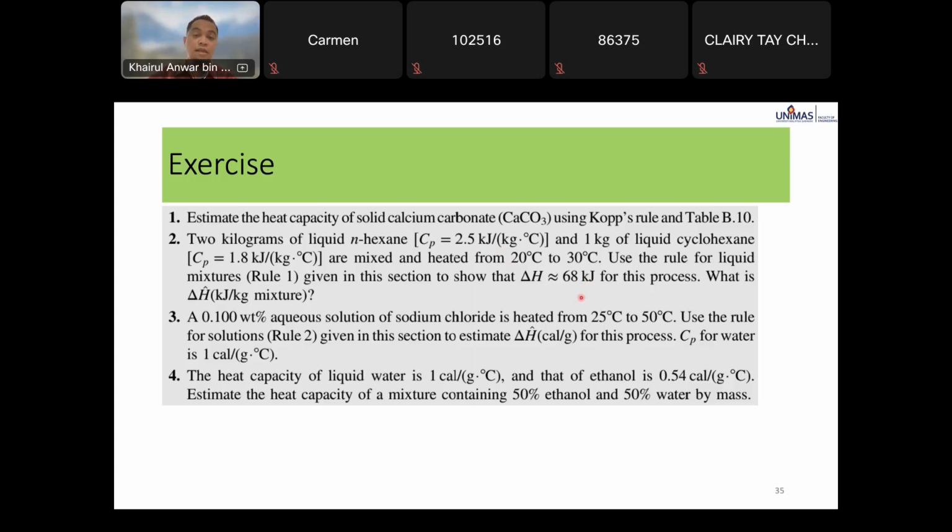So what is the delta H per kg mixture? So divide by 3. 68 divided by 3. So that is the specific enthalpy.